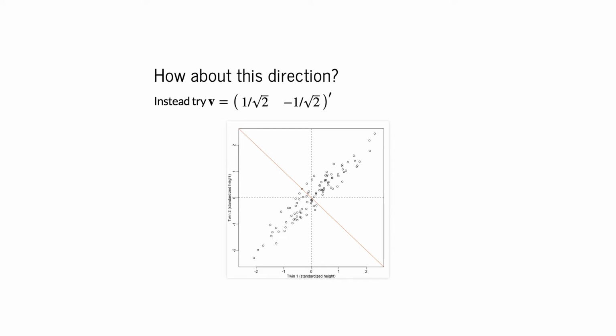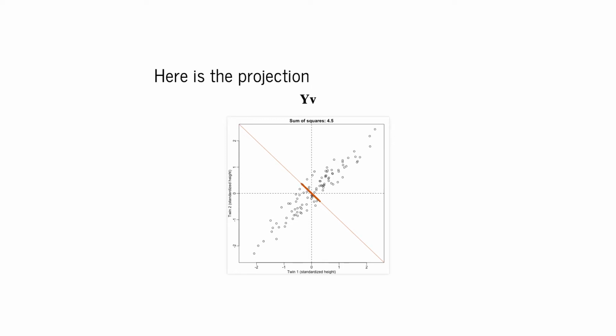So if we use this, now what we're doing is we are projecting each point to the space that is spanned by v, which is shown with the diagonal line you see there. And now we project each point, and we get the orange dots on that line. Those are the projections, so that's y multiplied by v. And we can take the sum of squares. That's easy to do. We just take the cross product, and in this case, we get a much smaller value than we did before. So this is definitely not the solution.